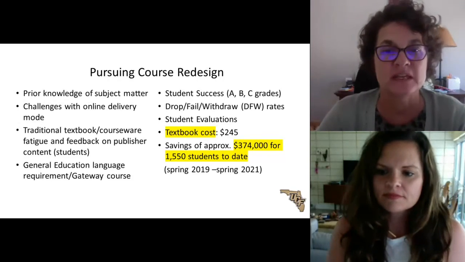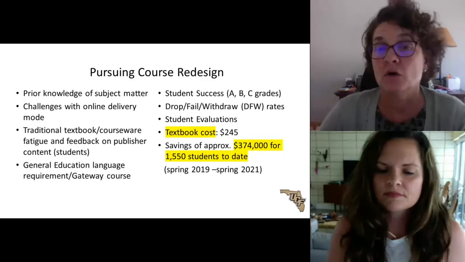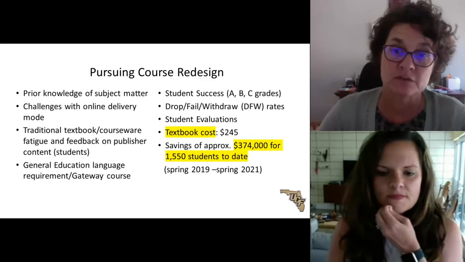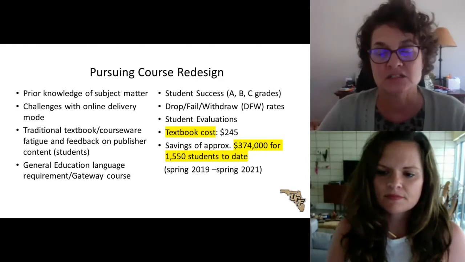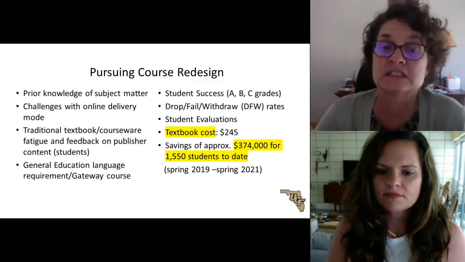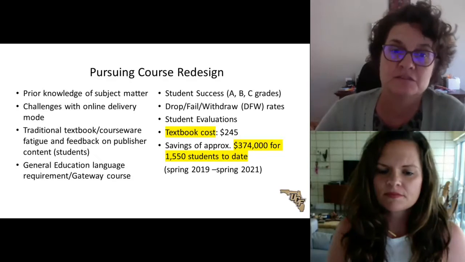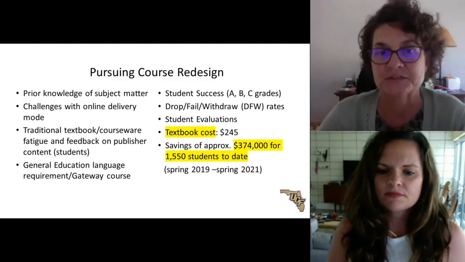Our students were spending $245, and they may have only needed the textbook and the courseware for one semester. So by eliminating this cost, we have saved our students almost $375,000 in the past 2 years.